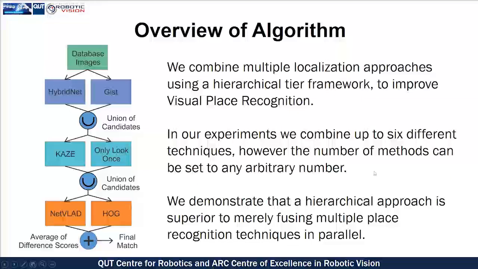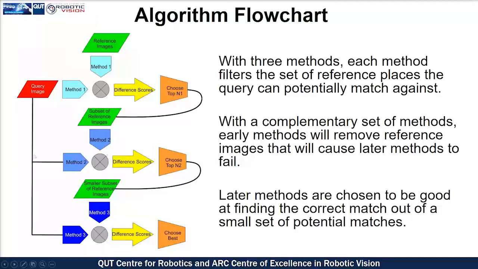We use a 3-tier hierarchy with up to 6 different image processing methods. The structure is modular and can be easily reconfigured, with different ordering of methods resulting in different performance characteristics. In this more detailed flowchart, we show the process by which a final candidate reference place is selected for a given query image. Each tier uses a different localization technique, such that the early methods remove reference images and shorten the list of possible places to localize against.